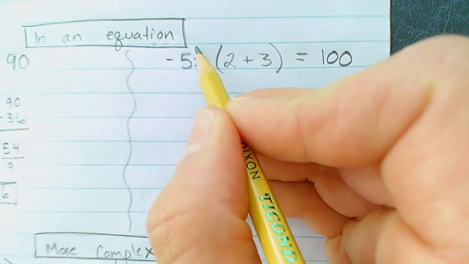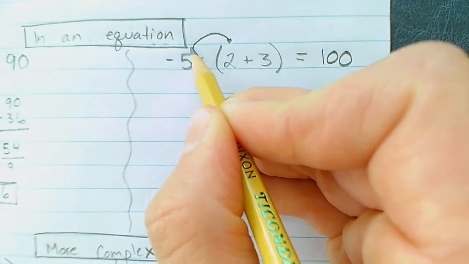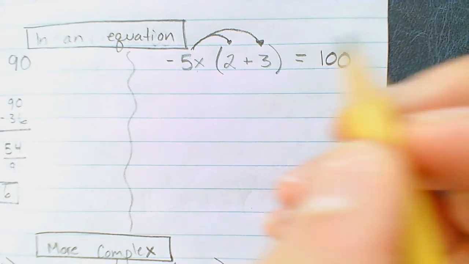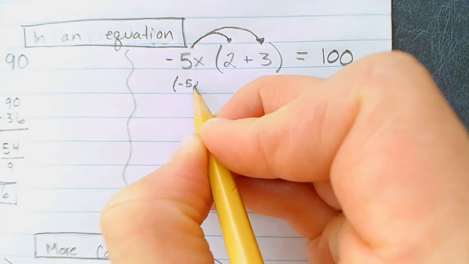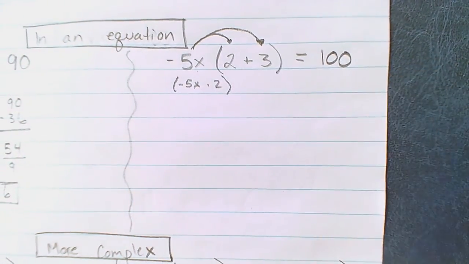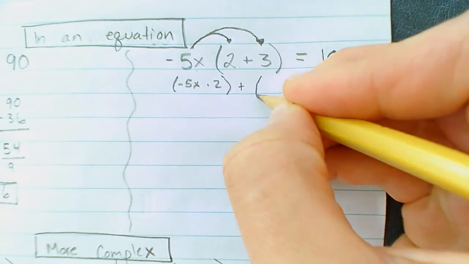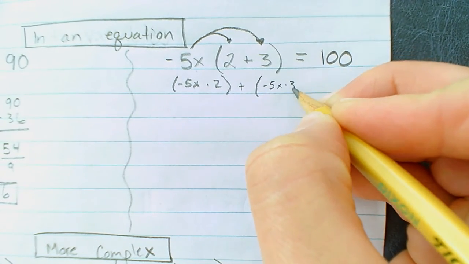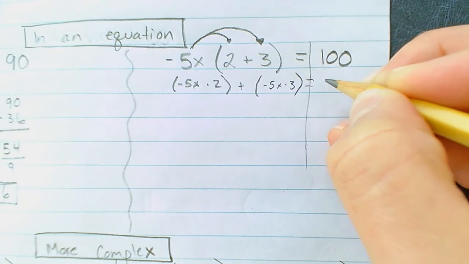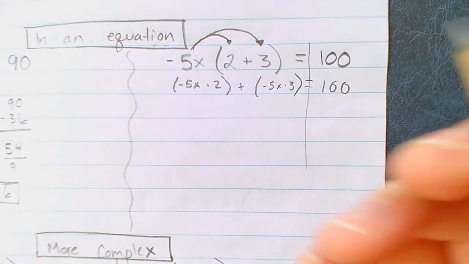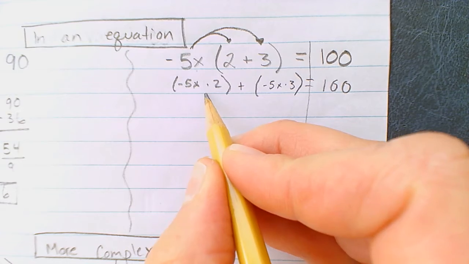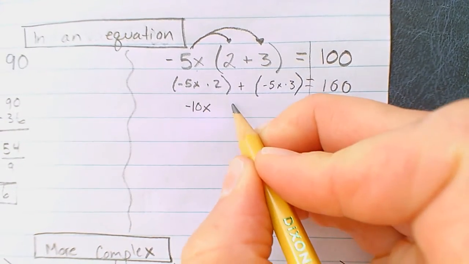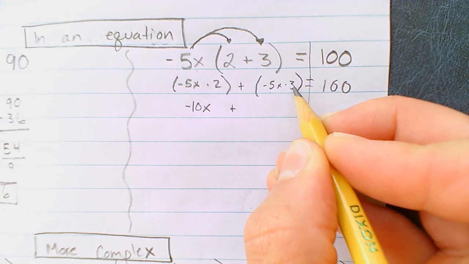We're going to distribute the negative 5x into both of these numbers on the inside, 2 and 3. So we're going to do negative 5x times 2 plus, because we have a plus down here, negative 5x times 3. We didn't do anything to the right, so I'm going to keep that as 100. Negative 5x times 2 is negative 10x. And negative 5x times 3 is negative 15x.